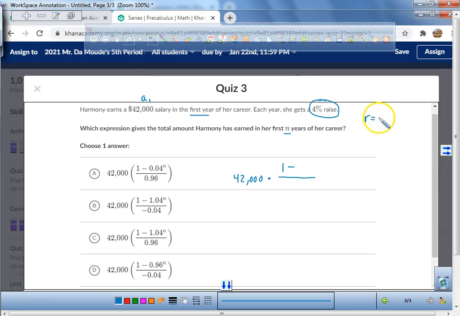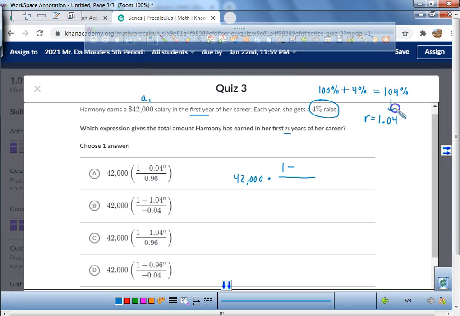The R value is actually 1.04. Like, how the heck is that the R value? Well, if you earn 100% of your salary and you get a 4% raise, what are you adding? You're adding 4%. So the next year, you actually earn 104% of what you earned the previous year.